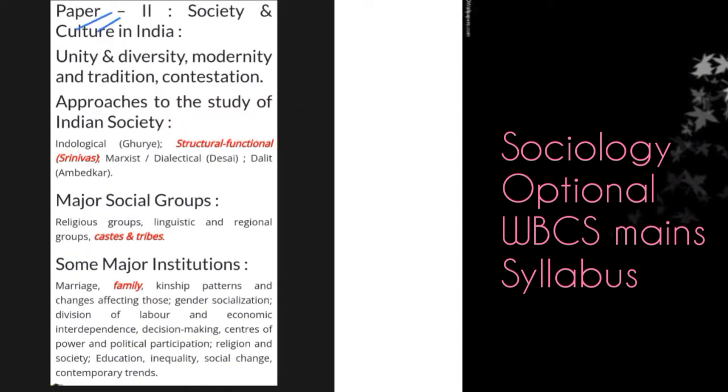Let us start discussing paper 2, Society and Culture in India, which includes unity and diversity, modernity and tradition, contestation, then approaches to the study of Indian society, which include ideological, structural or functional, then dialectical, Marxist, Dalit. Every sort of our society would be studied. You should be studying this and then you can attempt the examination.